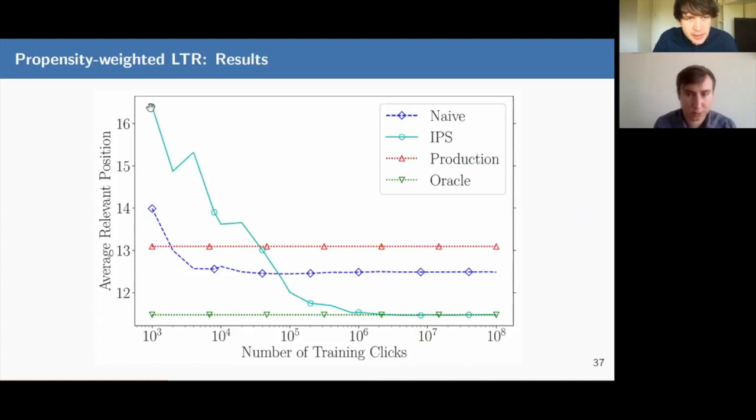This is the IPS estimator. It starts much higher. It has more variance. This is a bias-variance trade-off. But as you can see, over time, it actually converges on the optimal ranking.